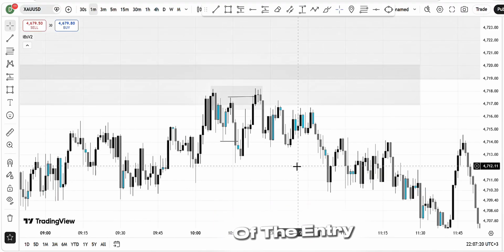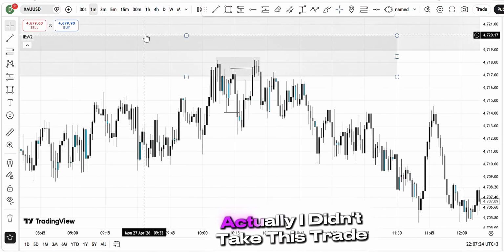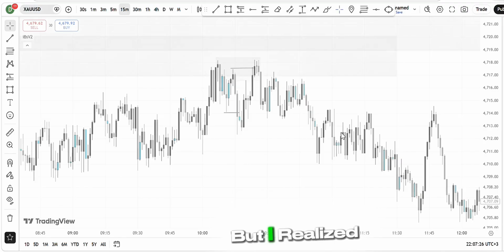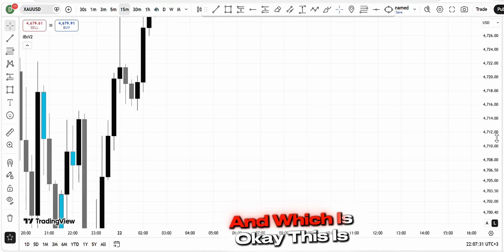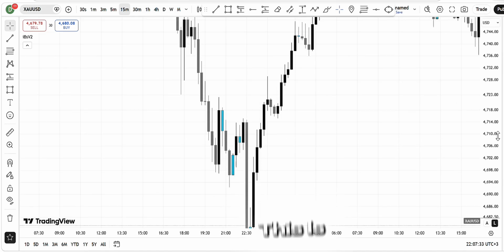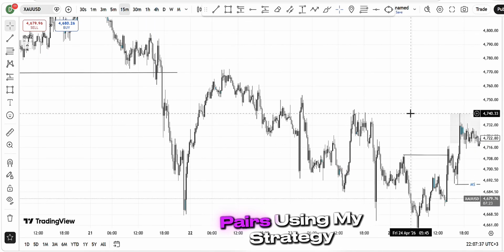This is one of the entry models I use, and this is how I would have entered if I were to enter this trade. Actually, I didn't take this trade, but I realized after that I missed a good opportunity in gold, which is okay. This is how I break down gold, or this is how I trade other pairs using my strategy.